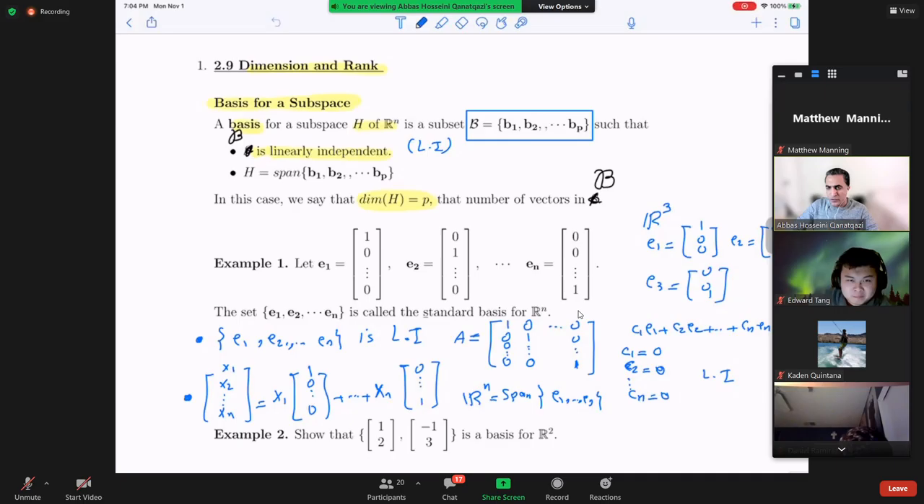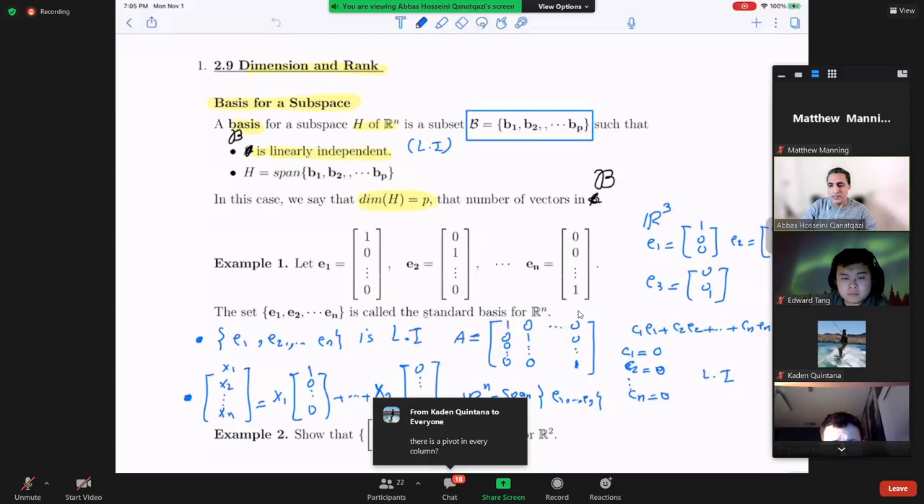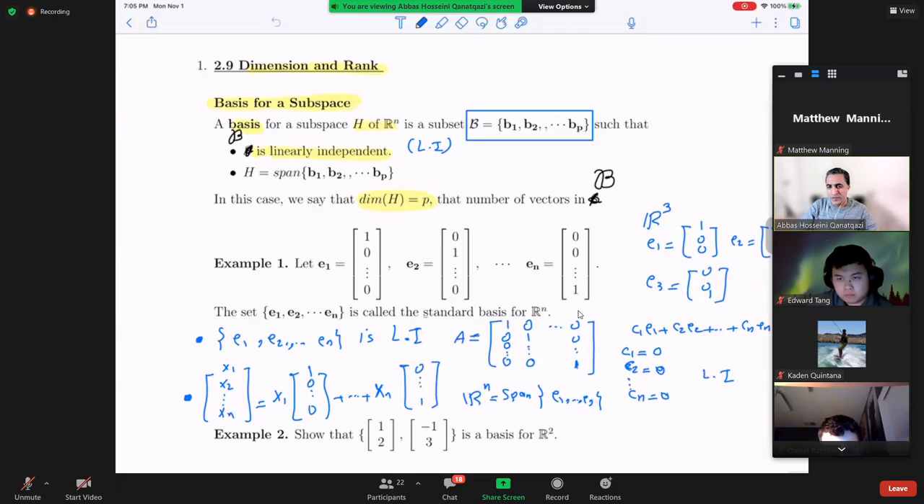To find out if a set is linearly independent, do you know how we can find out, guys? How can we check if a set is linearly independent? There is a pivot in every column of which matrix? The matrix consisting of b1, b2, up to bn, yeah? All right, you're right.